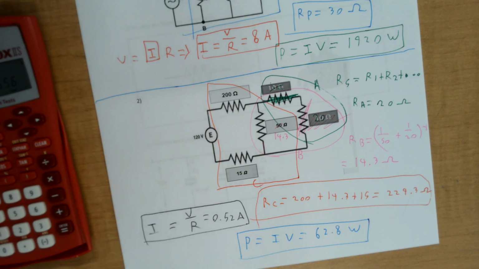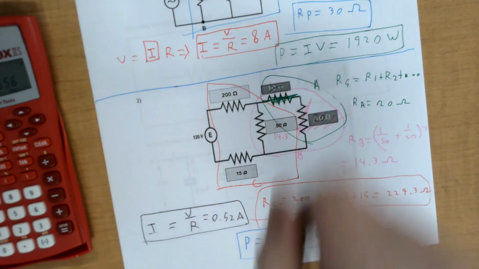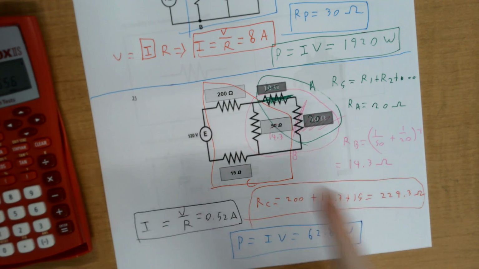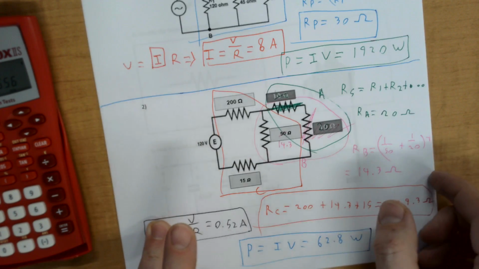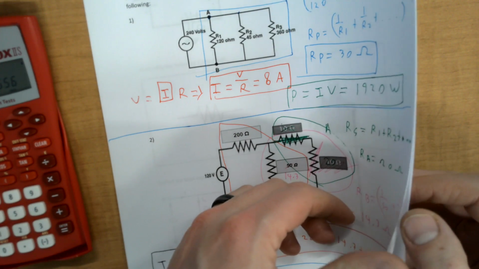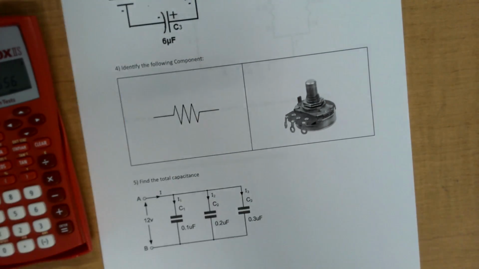So there we go. We got problems 1 and 2 done. We got a parallel circuit, and we have a mixed circuit. We calculated the equivalent resistance, total current, total power. Cool. Next, let's see what other wonderful, not torturous problems we have.